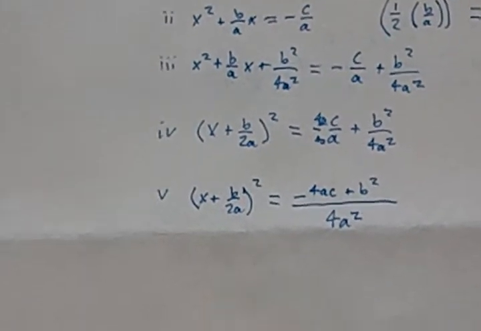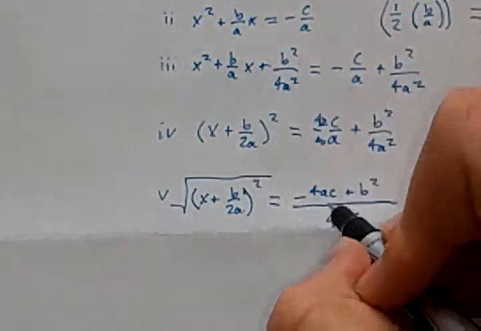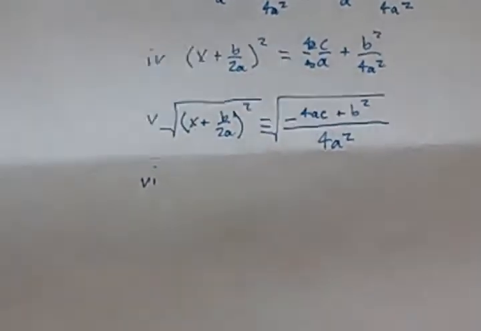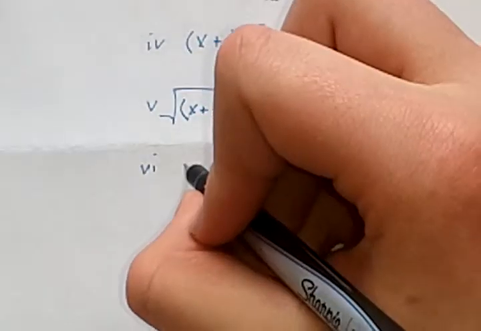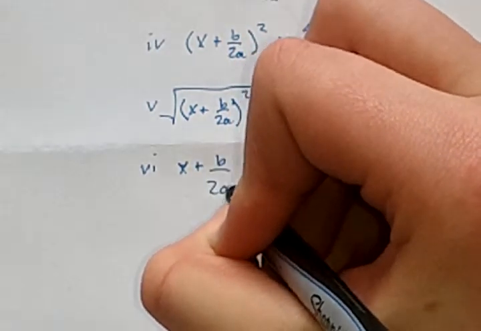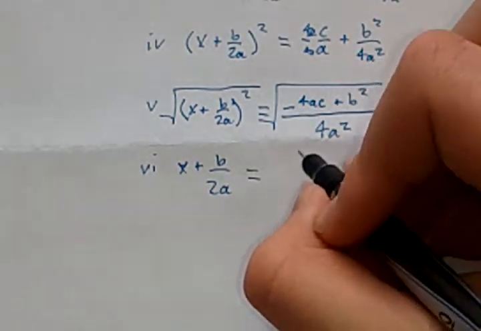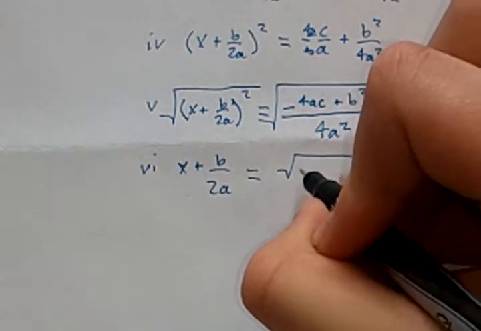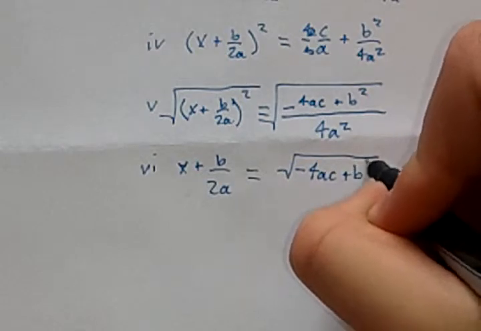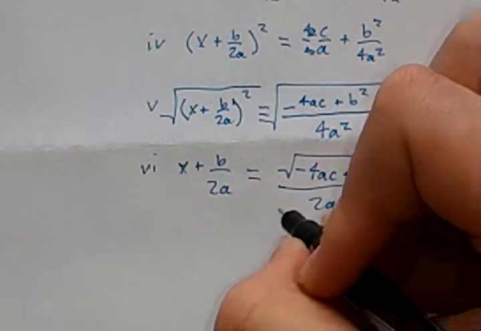And once we're at this point, we're going to want to take the square root of both sides. Now over here we get x plus b over 2a equals the square root of negative 4ac plus b squared over 2a.